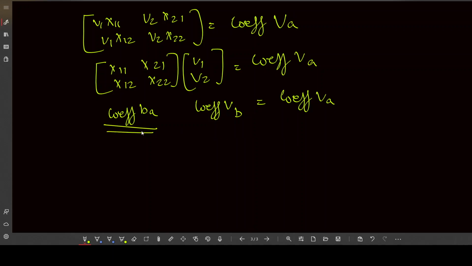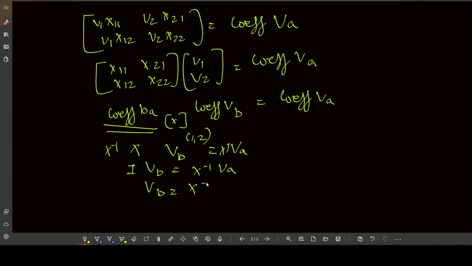I'm going to write this as x, because this is very easy to find out. So this is basically x Vb equals Va, and I have the value of x. I need to find the vector V in the basis B. If this is the vector 1 comma 2, I need to find its representation in the basis B, considering that I have a vector representation in basis A. So simple, I'm just going to multiply by the inverse. This becomes identity Vb equals x inverse Va, so Vb equals x inverse Va.